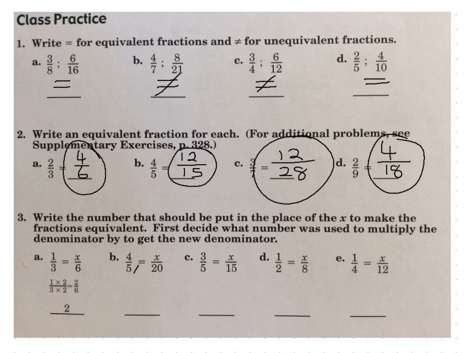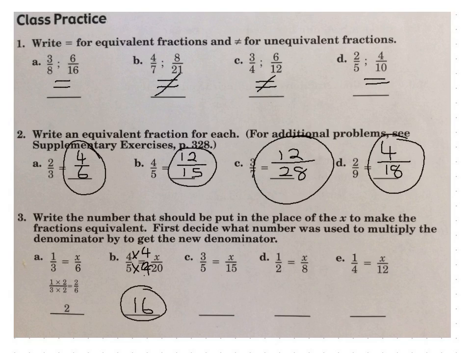Alright, 5 times what equals 20? 5 times 4 is 20. So times 4, I'm going to do times 4 up here also. If 5 times 4 is 20, then I need to do 4 times 4 on the top, and 4 times 4 would be 16.